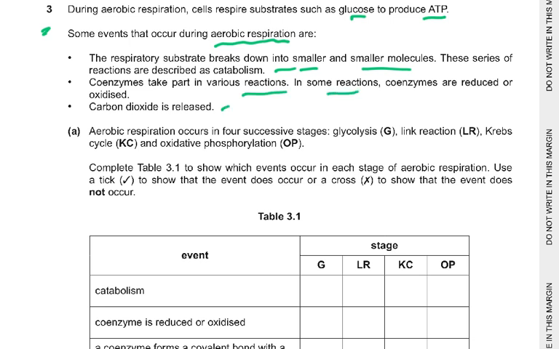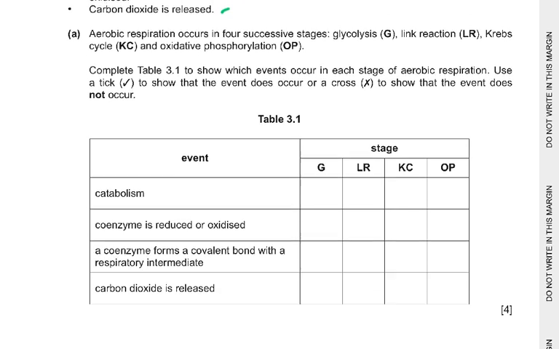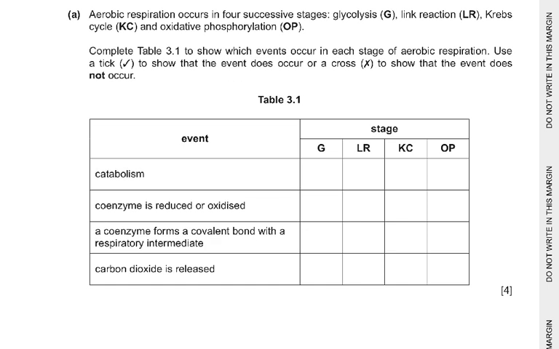Carbon dioxide is released. Aerobic respiration occurs in 4 successive stages: glycolysis G, link reaction LR, Krebs cycle KC, and oxidative phosphorylation OP. Complete table 3.1 to show which events occur in each stage of aerobic respiration. Use a tick to show that the event does occur or a cross to show that the event does not occur. So catabolism occurs in glycolysis, it occurs in the link reaction, it occurs in the Krebs cycle, but it does not occur in oxidative phosphorylation.